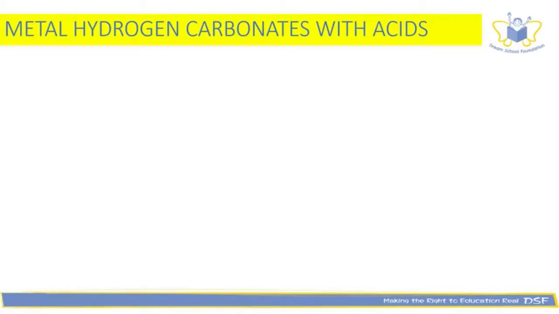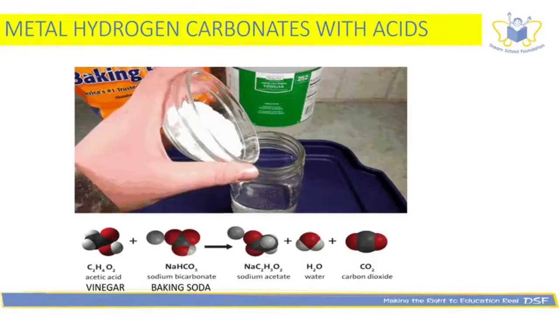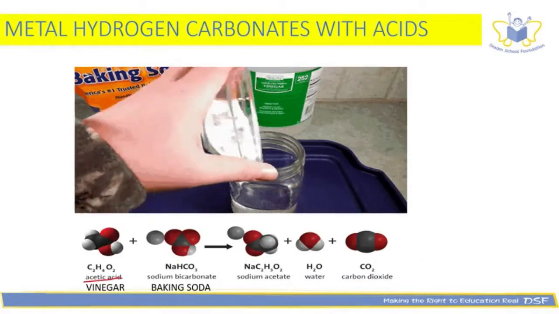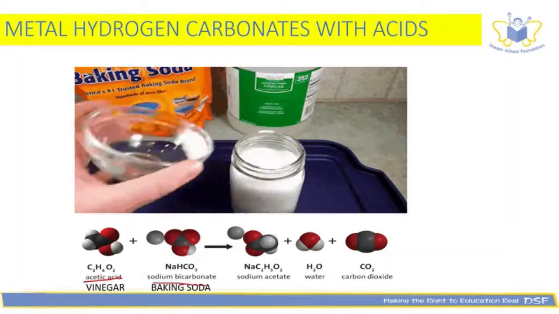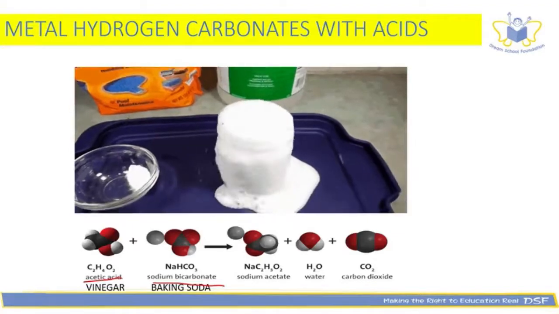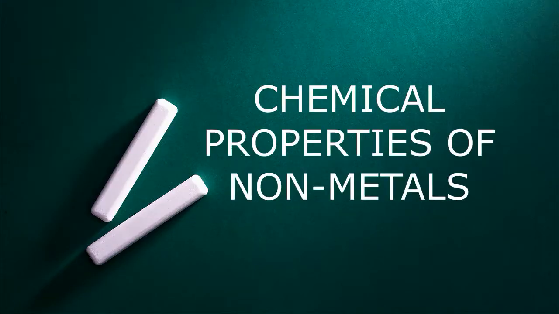We would have done or witnessed this classic reaction, the reaction between sodium bicarbonate or baking soda with acetic acid or vinegar. Acetic acid or vinegar reacts with sodium bicarbonate to give you sodium acetate, water, and carbon dioxide. Till now, we studied the chemical properties of metals. Now it's time to look at the chemical properties of nonmetals.